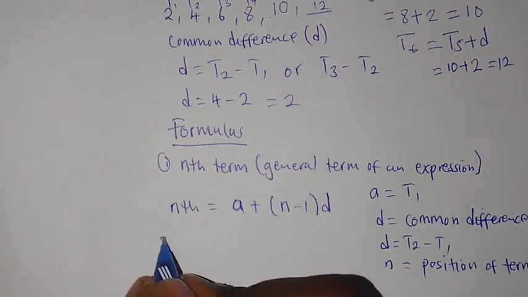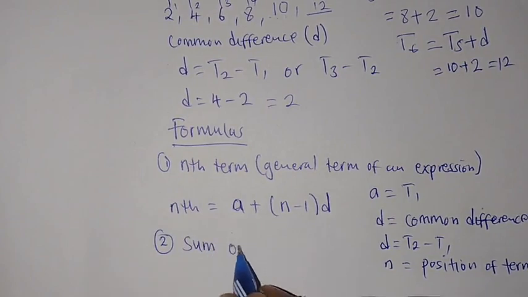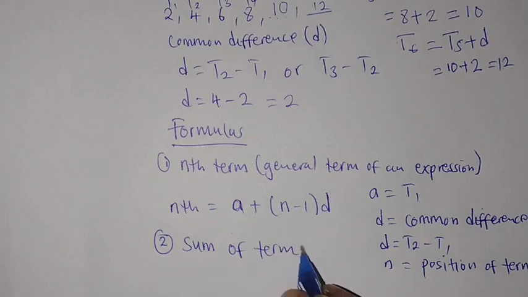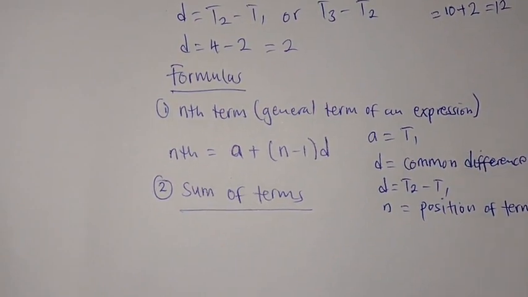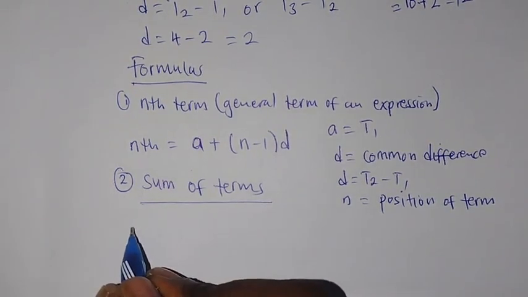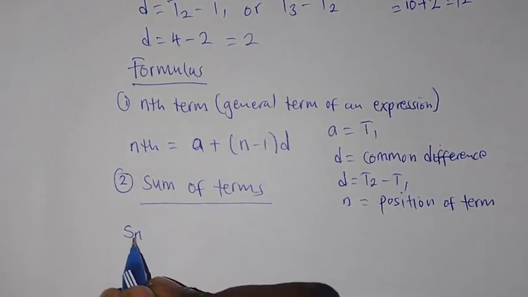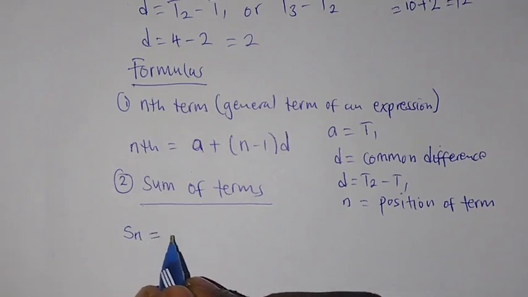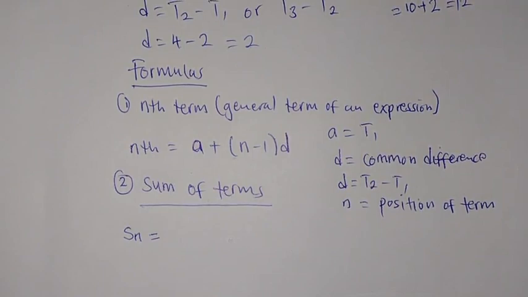Another formula under arithmetic progression is the one that has to do with the sum of terms. So for the sum of terms, what formula are we talking about? When it comes to finding the sum of the terms, we can use this formula where we say S subscript n, this means sum, equals, okay. So this is the formula. You must be well equipped with this formula.